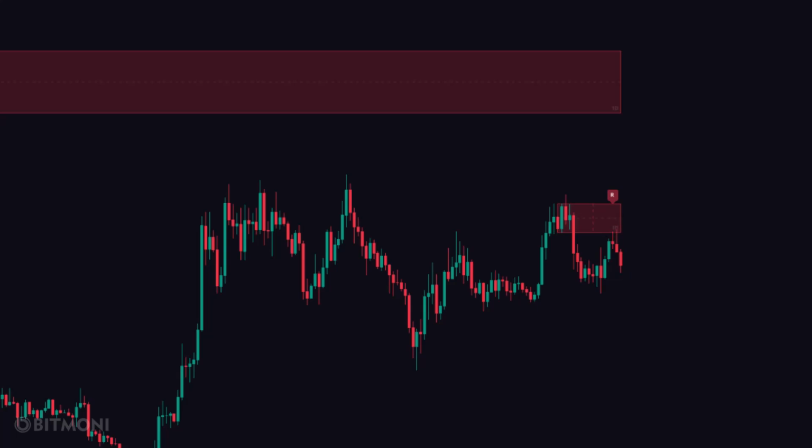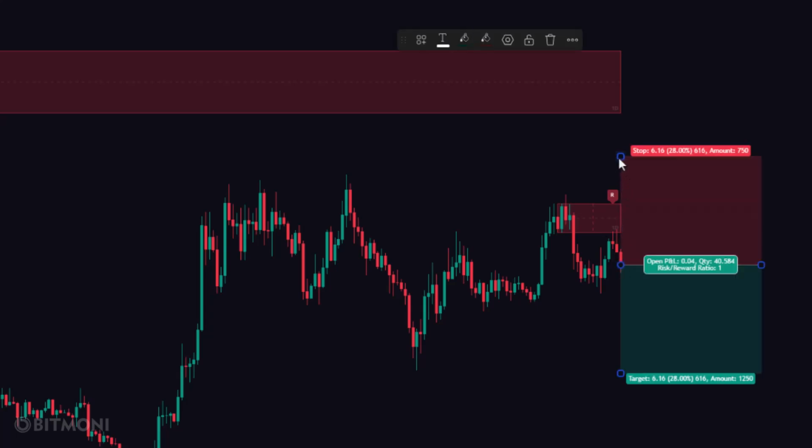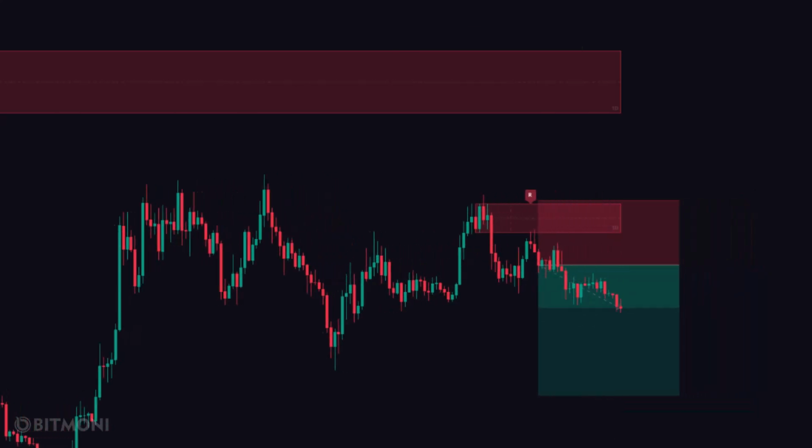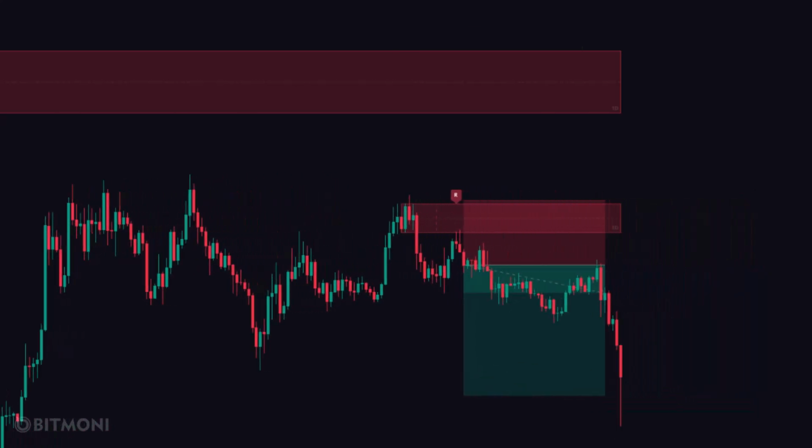So, with all this in check, we just open a sell position at the candle close, then set our stop loss slightly above the supply zone, and our profit target at 2 times the stop loss. And letting the trade run, we can see it was profitable. So guys, that's simply how you can use this indicator to boost your profitability in trading.